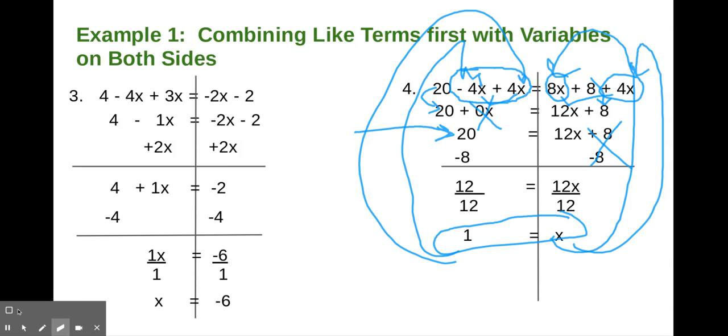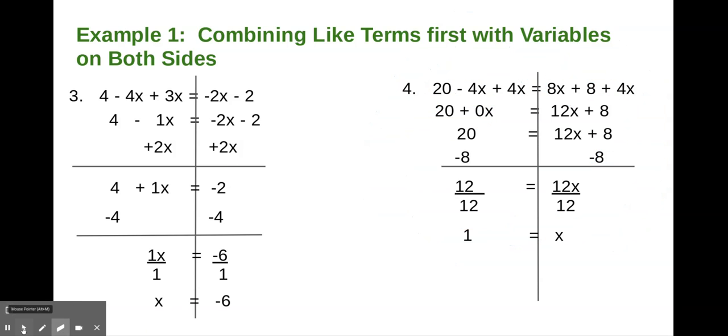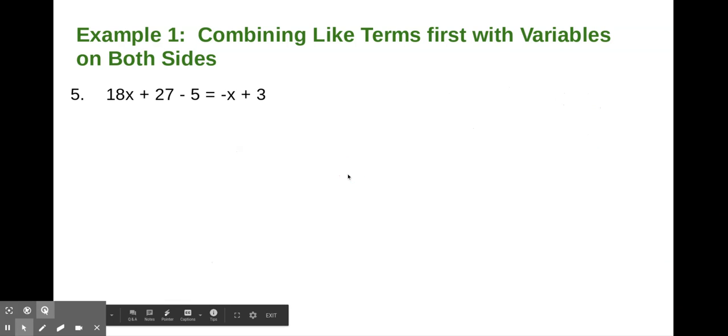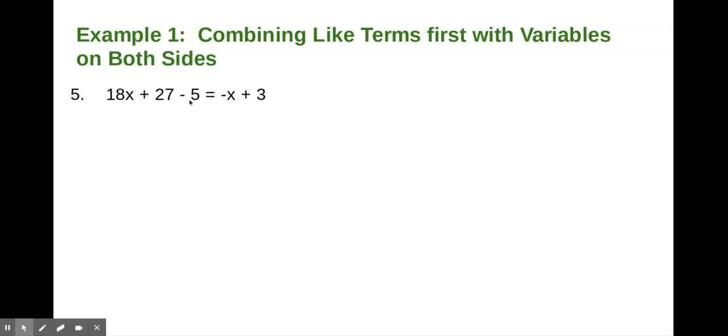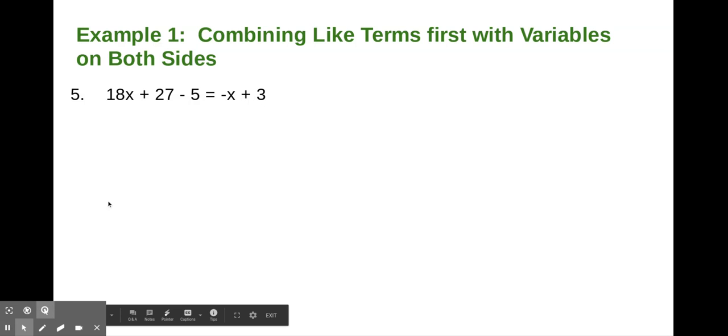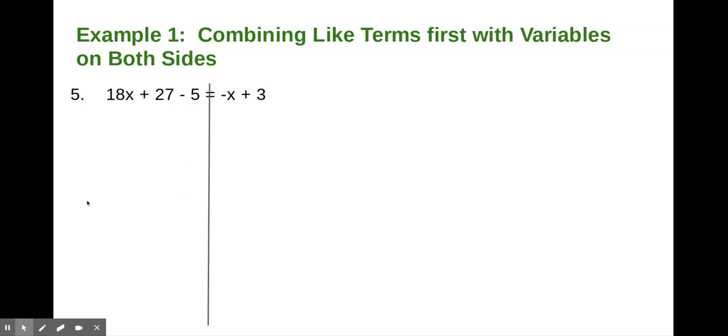Okay, let's look at a few more problems. Let's take a look at the next question here. I have 18x plus 27 minus 5 equals negative x plus 3. Okay, first step, draw your line going down through the equal sign.